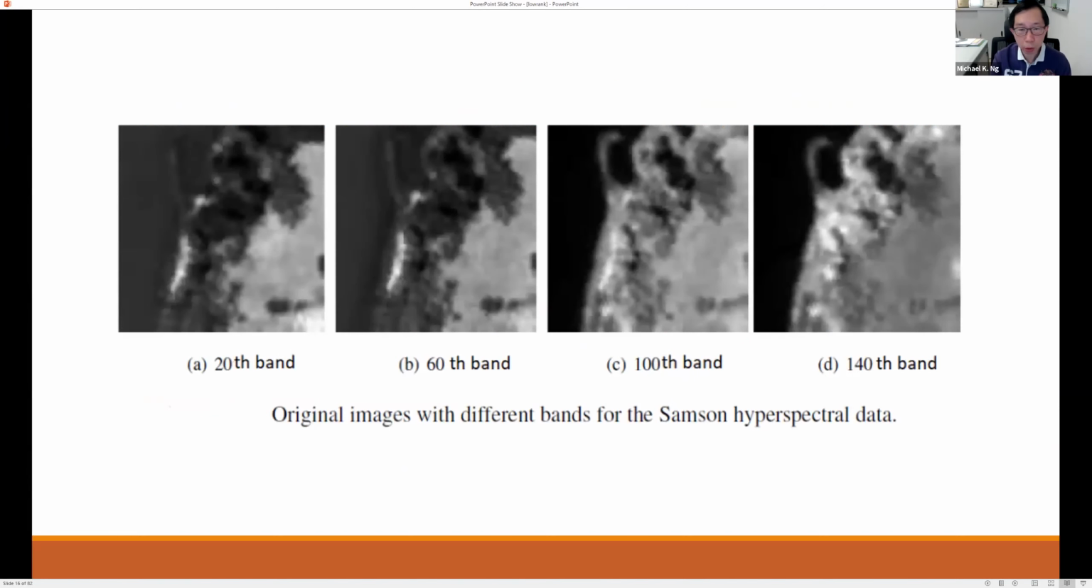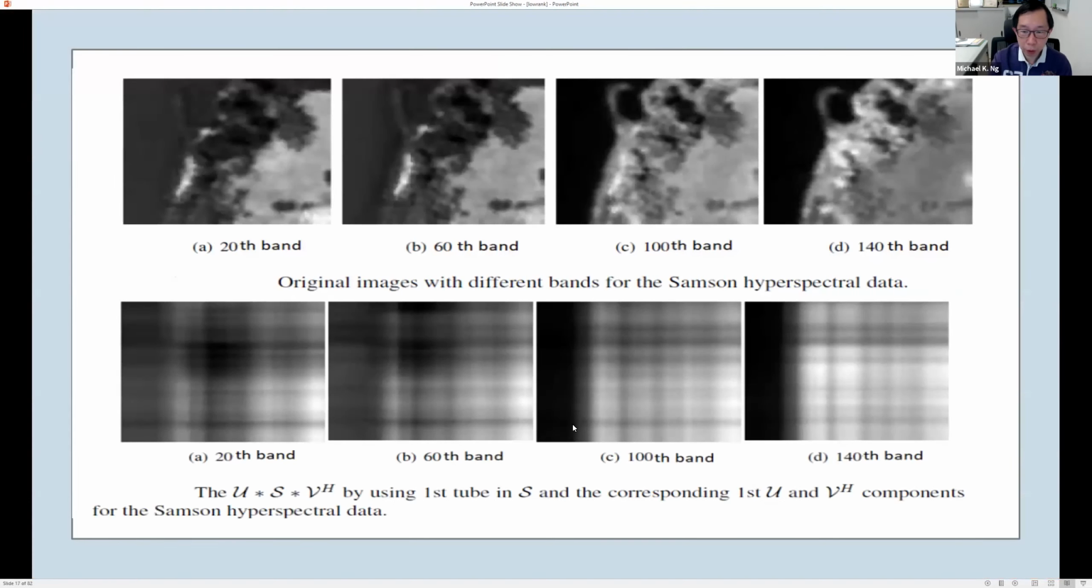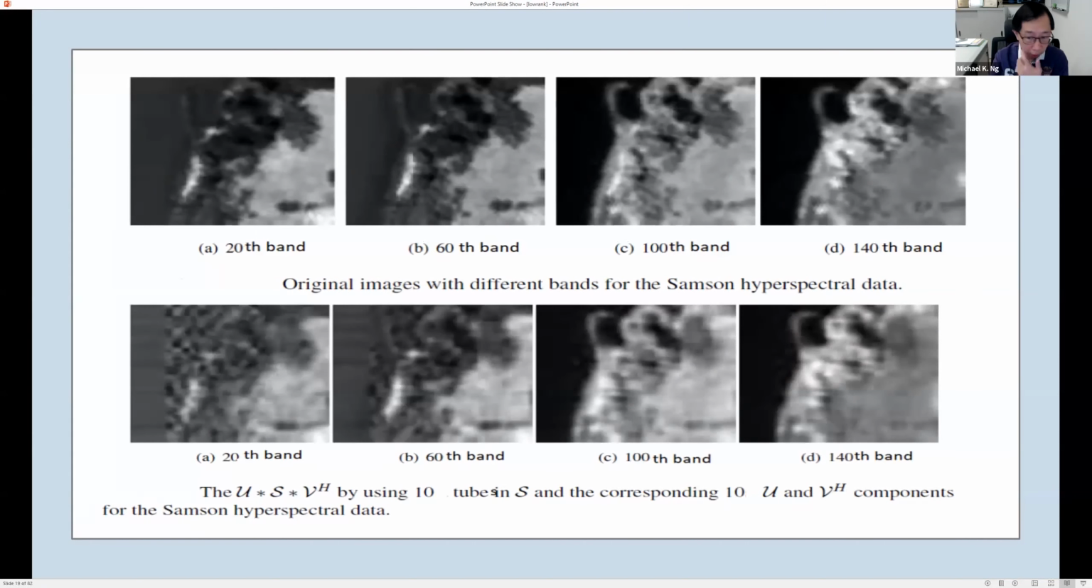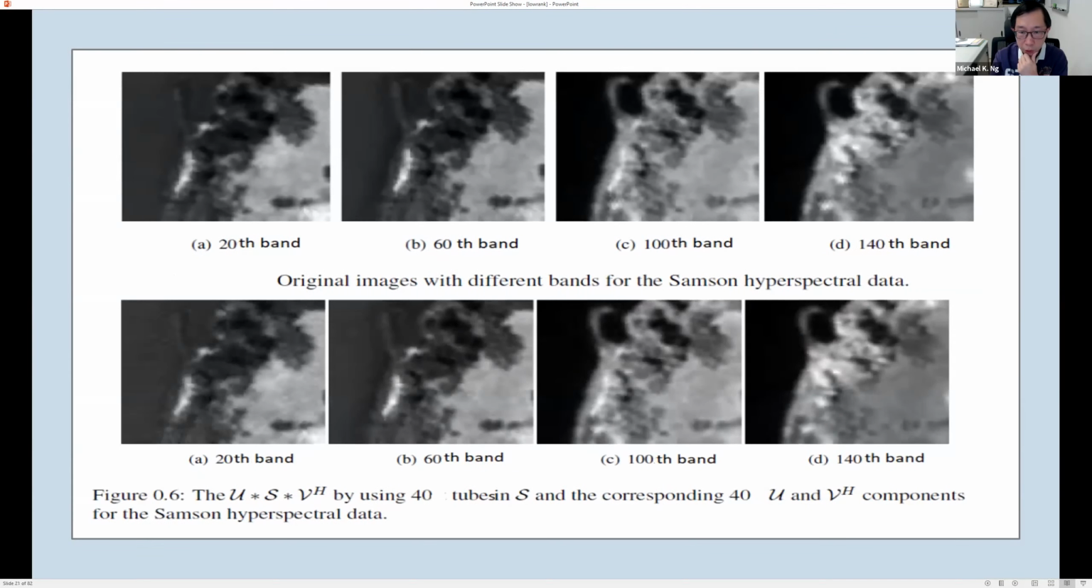So here I just show you an example for hyperspectral data for different bands. Then using a different number of tubes to represent the data, this is 1 and 5, and then 10 and 20 and 40. So you see that if you just use a sufficient number of tubes, you can reconstruct the original data.